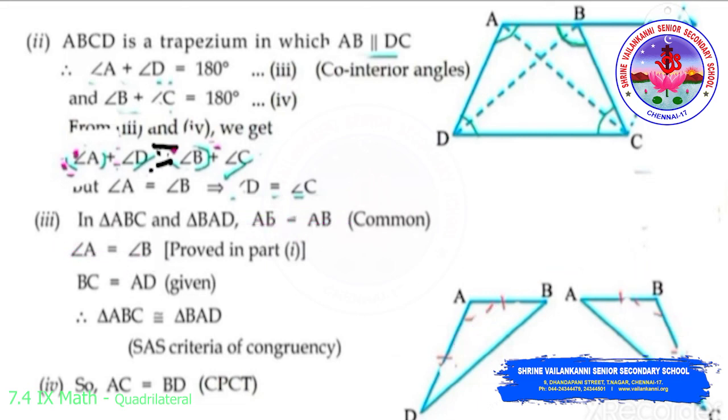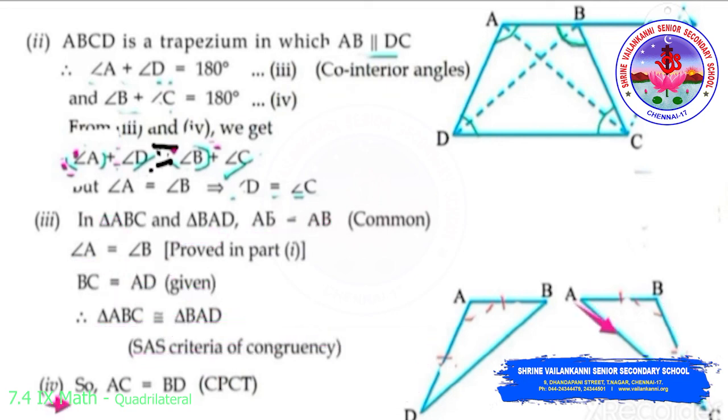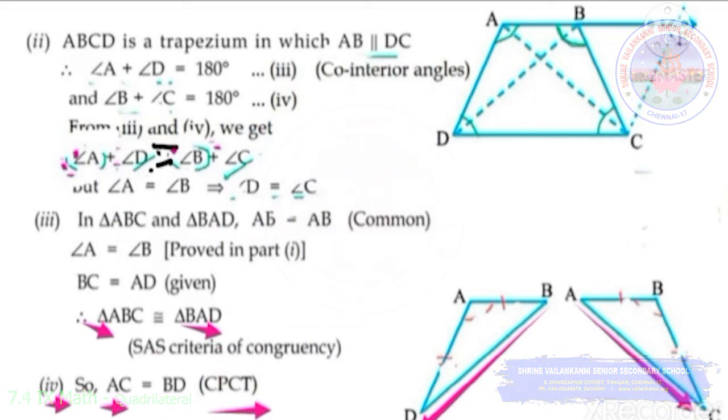And the third point I got is AD is equal to BC length, which is already given in the problem. So I got two sides and one included angle of triangle ABC and BAD are equal to each other. So by SAS criteria, triangle ABC is congruent to triangle BAD. Now coming to the fourth subdivision, AC and BD belong to the congruent triangles ABC and BAD. I can say by CPCT, my AC length will be equivalent to BD length.